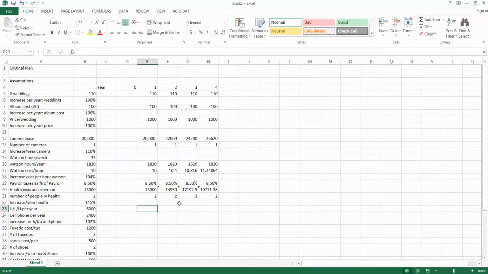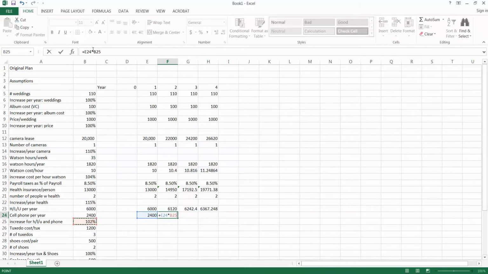Our heat, light, and utilities for the first year is our assumption, as is our cell phone. For year 2, we're going to pick up year 1 times our growth rate, and we're going to anchor that. And we'll be able to carry that right across. And for our cell phone per year, we're going to take up year 1 times our annual increase, which we're going to anchor so that we can copy that formula all the way across through year 4.